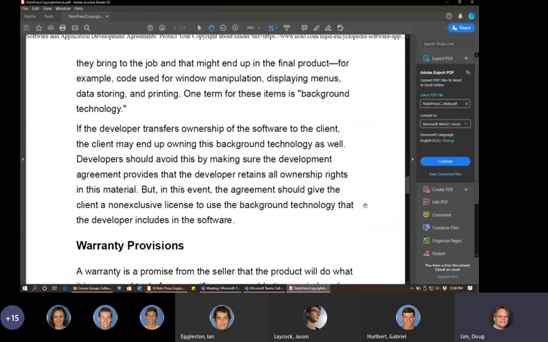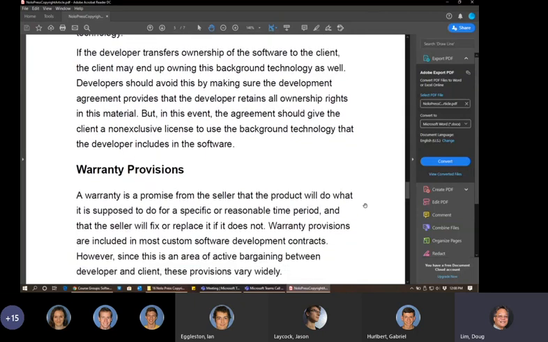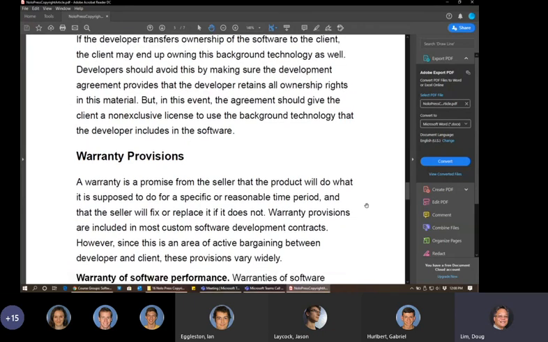So again, be careful about what background technology you will be providing and whether that will be included, as the rights or the copyright to it will be given to the client, or whether you will retain them yourself, or something in between.